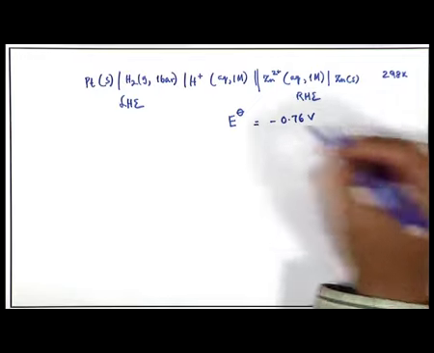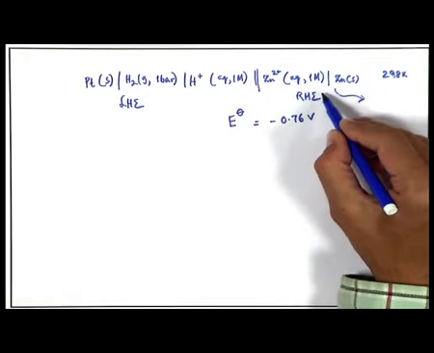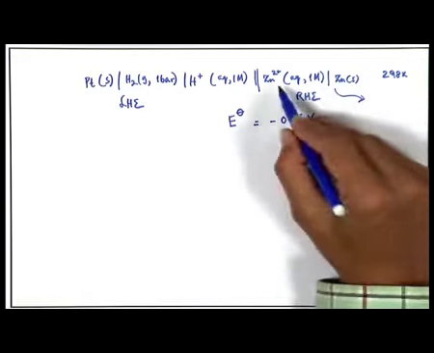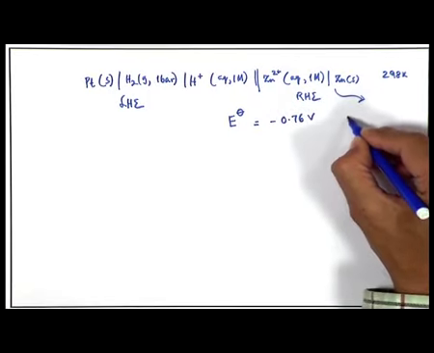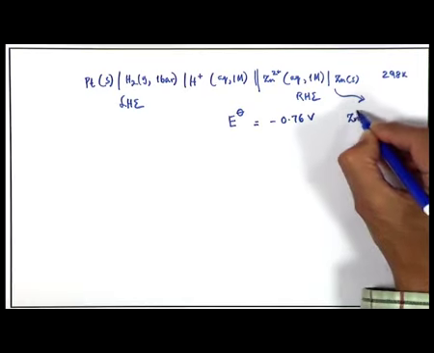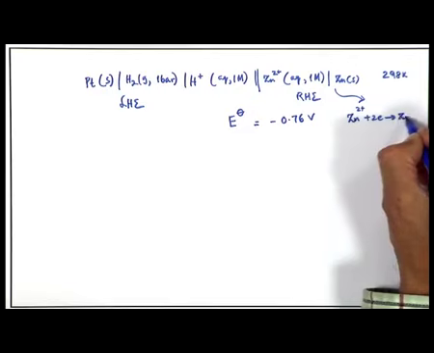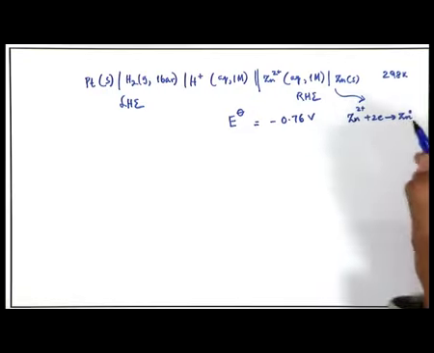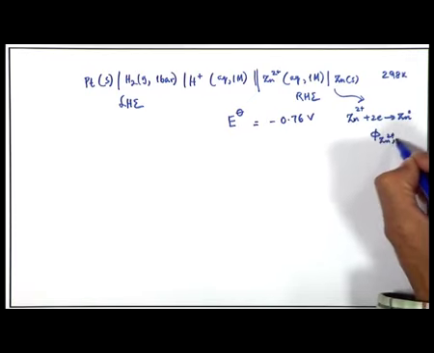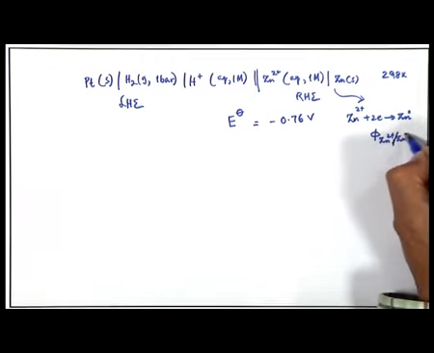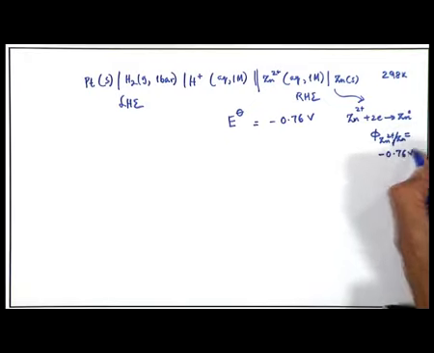Okay. So, that means the half cell potential for this particular reaction. Okay. So, the reaction is like this, zinc 2 plus plus twice electron, that gets you zinc. Okay. So, half cell potential for this, phi zinc 2 plus, is equal to minus 0.76 volt.